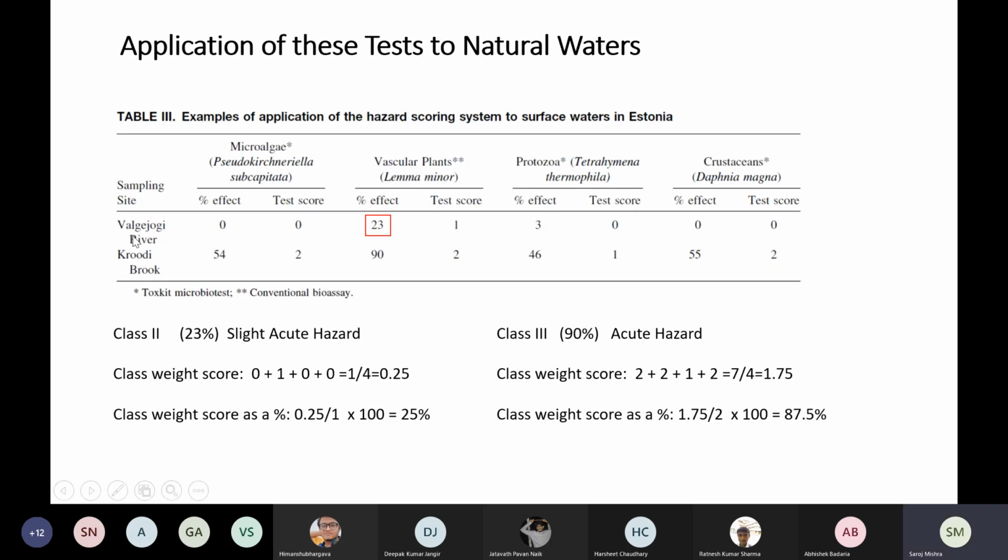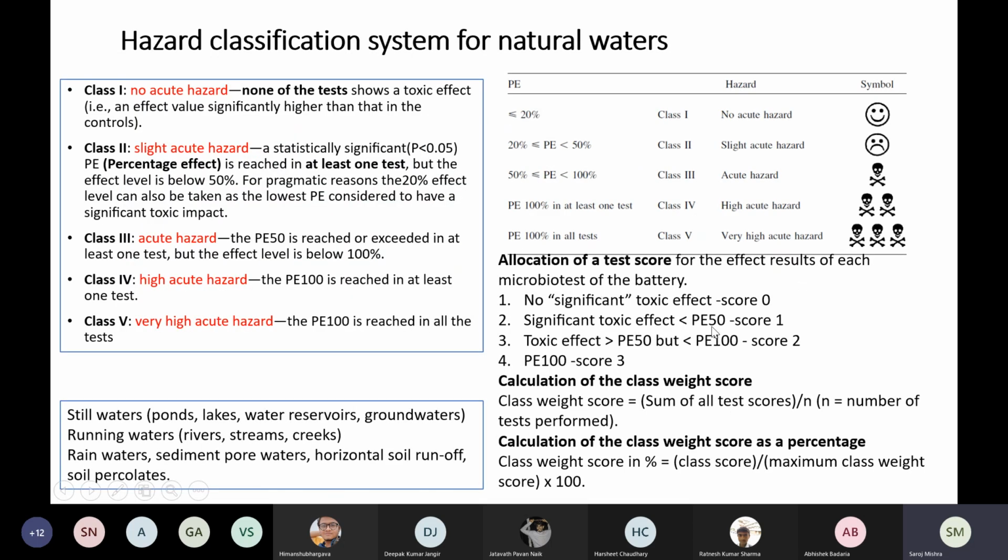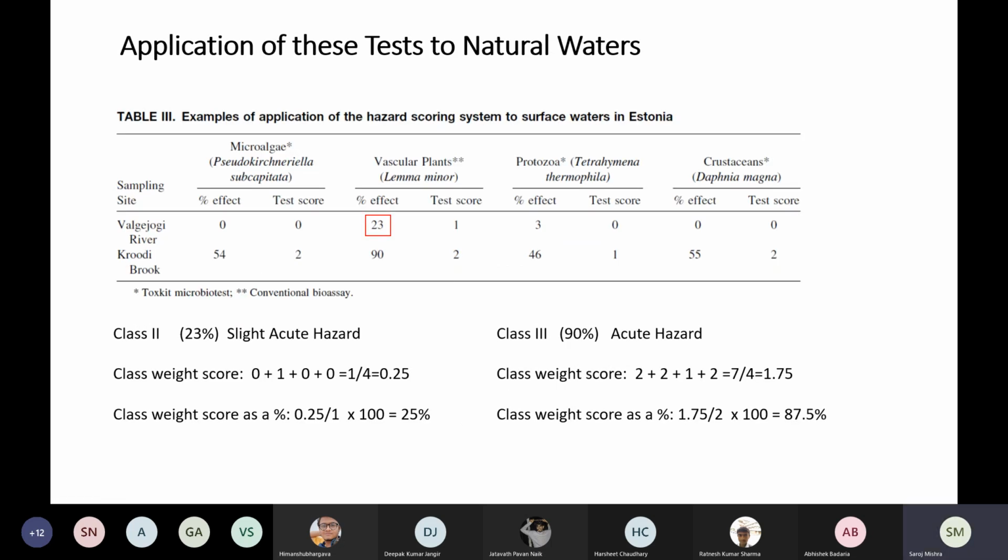Now, for the same water sample, you carry out a test on vascular plants. This is also one of the standard tests which is used. It is a conventional bioassay where a plant is taken and you see whether there is inhibition in the plant growth. The same water sample gave 23% inhibition of growth of this vascular plant. The test score assigned was 1. Why? Because if the effect is between 20 to 50%, then you assign a score of 1.